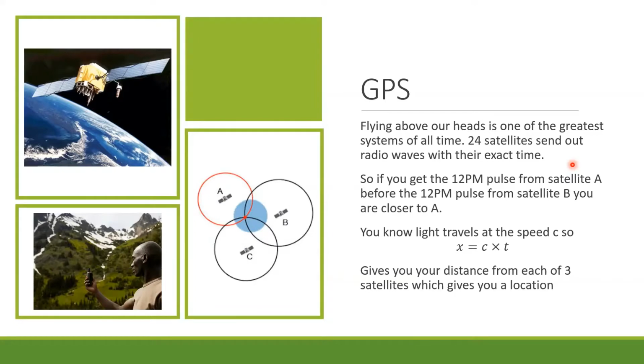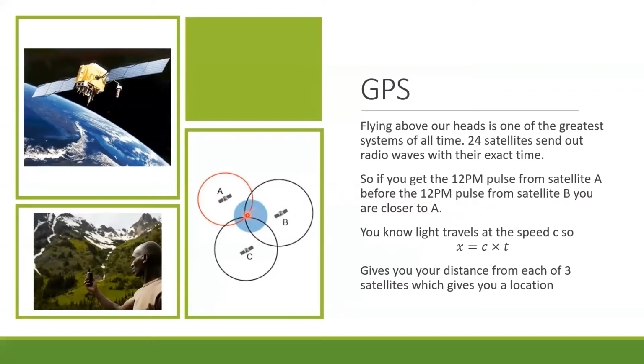How they work is this. They don't send out their location, they send out their time. So if you send the pulse at 12 p.m., so what time is it now? 12:10. If you send a pulse at 12 p.m. from satellite A, and you get that 12 p.m. pulse from satellite A before you get the 12 p.m. pulse from satellite B, you are closer to satellite A.